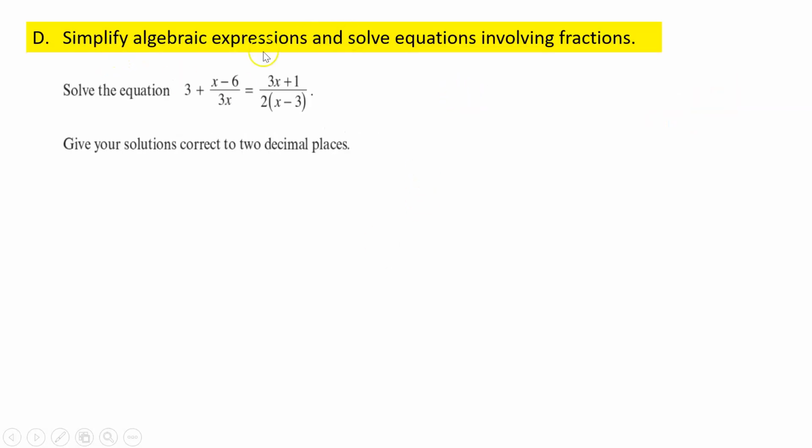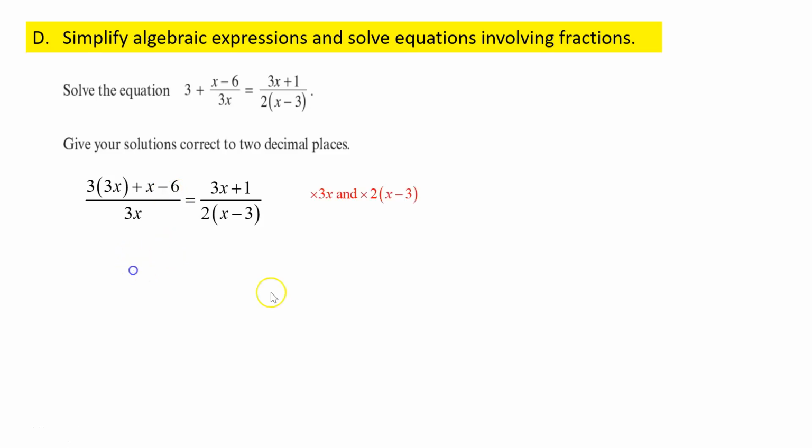Right, simplifying algebraic expressions involving fractions, equations and expressions involving fractions. So if we have this equation here, we've got 3 plus a fraction is equal to another fraction. Give your solution correct to 2 decimal places. Now you can either multiply through by 3x and by 2x minus 3, or we're going to combine the left hand side into one fraction. So I'm going to put the 3 with the 3x over 3x, and I've got the x minus 6 on the left hand side.